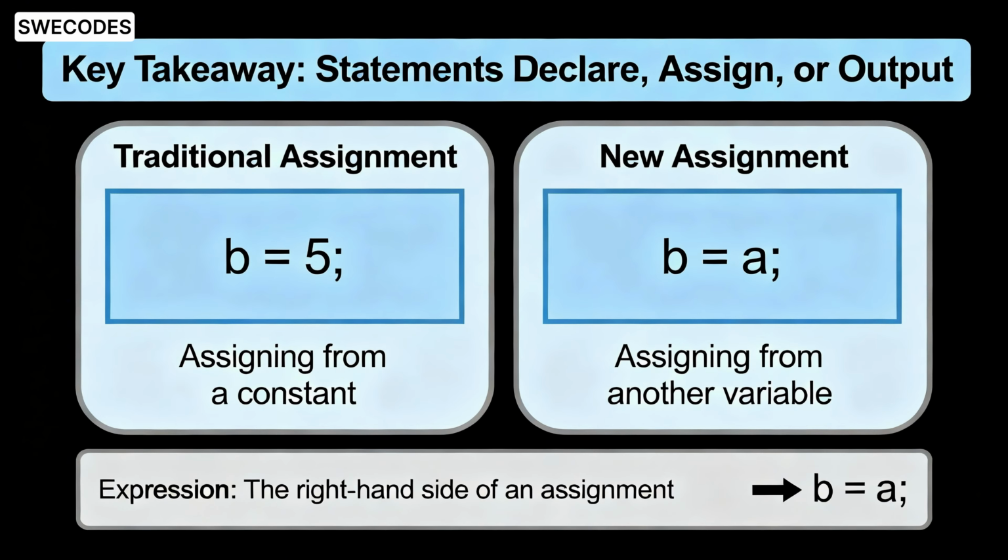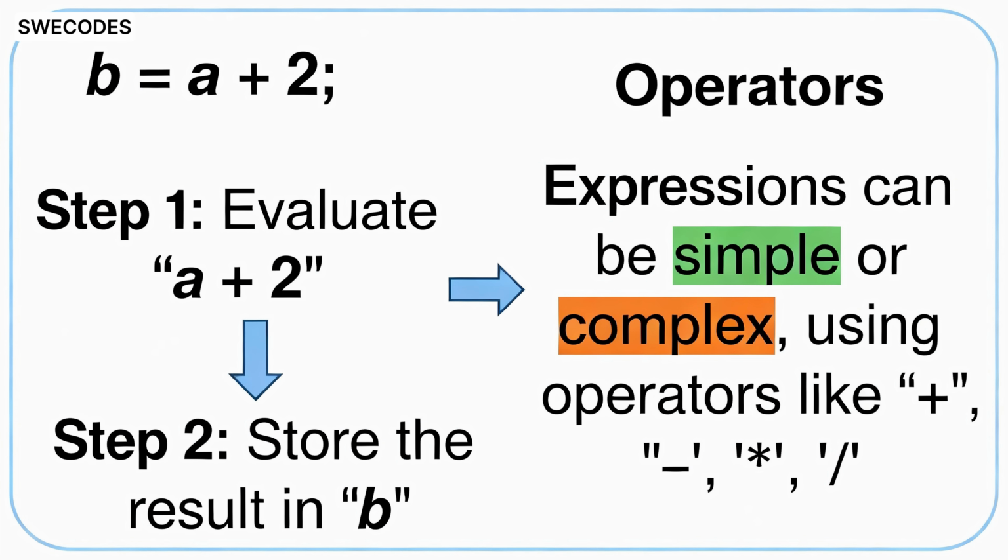And in this example, we meet a new kind of assignment, b equals a. Instead of assigning from a constant like 5, we are assigning from another variable. That's your first taste of expressions in action. An expression is simply the right-hand side of an assignment. For example, in b equals a plus 2, the expression a plus 2 is evaluated first, then its result is stored in b. But expressions can get as simple or as complex as you want.